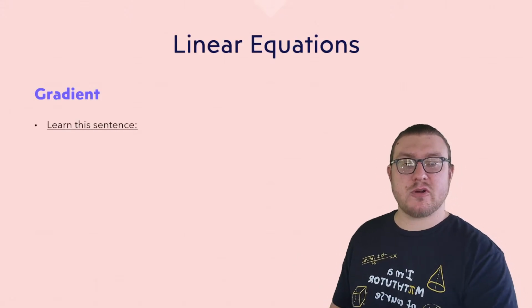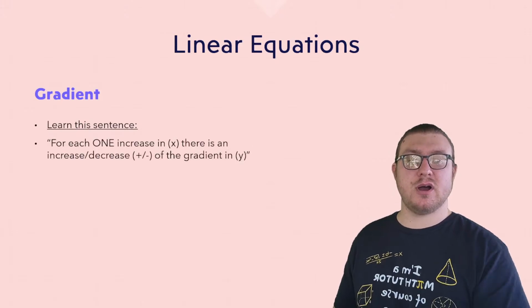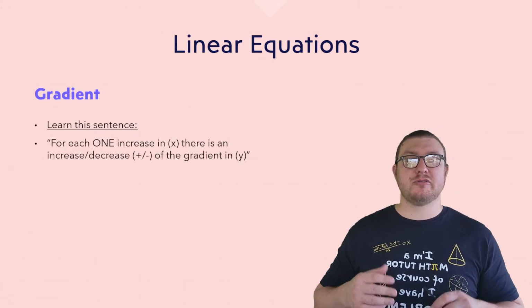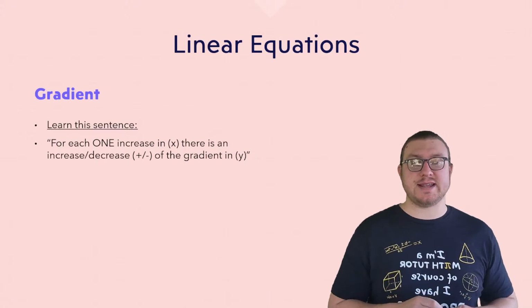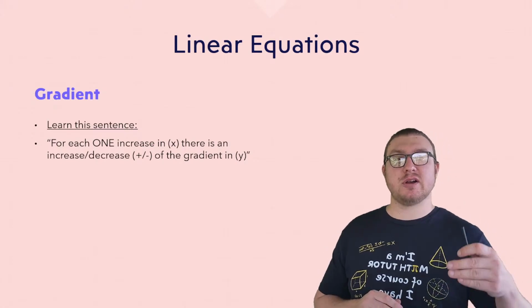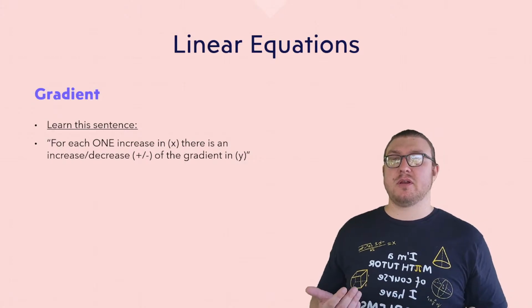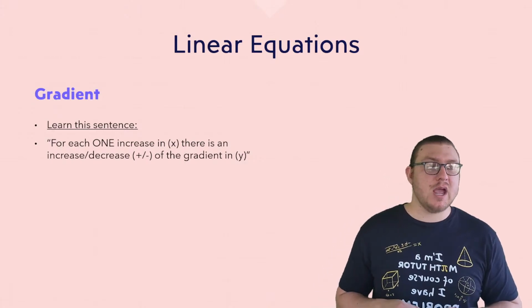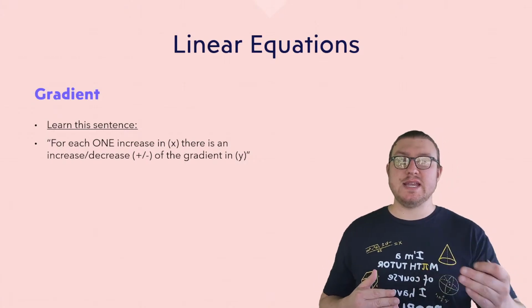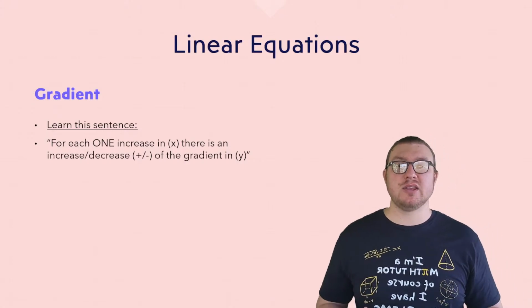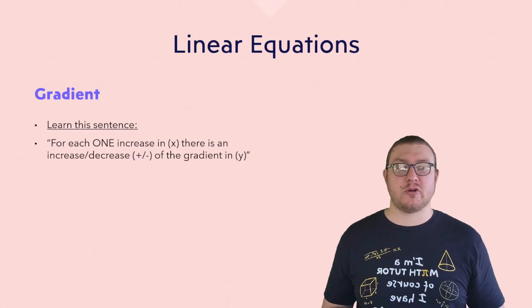Just a last quick reminder for the gradient for linear equations, you need to learn the sentence: for each one increase in x, there is an increase of the gradient in y, or a decrease if the gradient is negative. You can apply this to each of the straight lines that you have, and they might ask you to tell you what it means to have a gradient of 5.